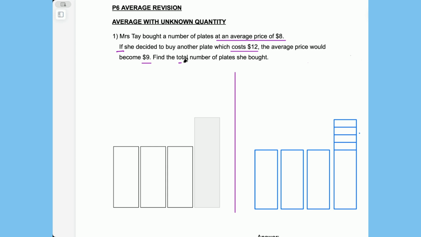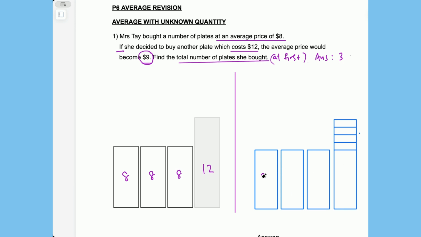Now, the total number of plates she bought at first is 3, okay? So the answer is 3. So these are the 3 plates she bought at first, at an average price of $8. Now, if she decided to buy another plate which cost $12, the new average is now 9. Okay, so let's look at this model here.